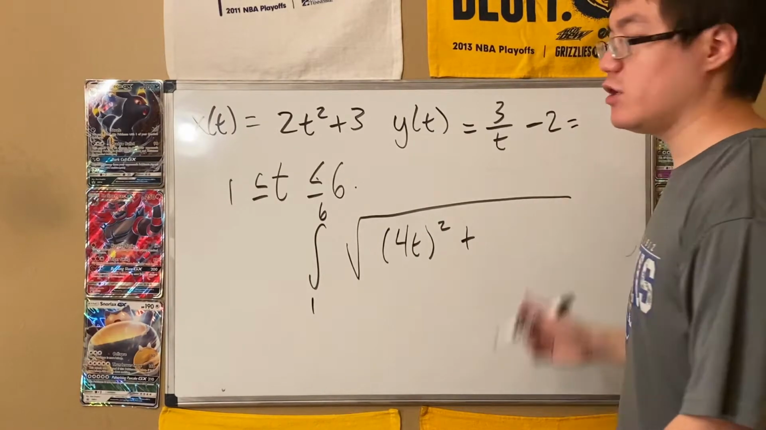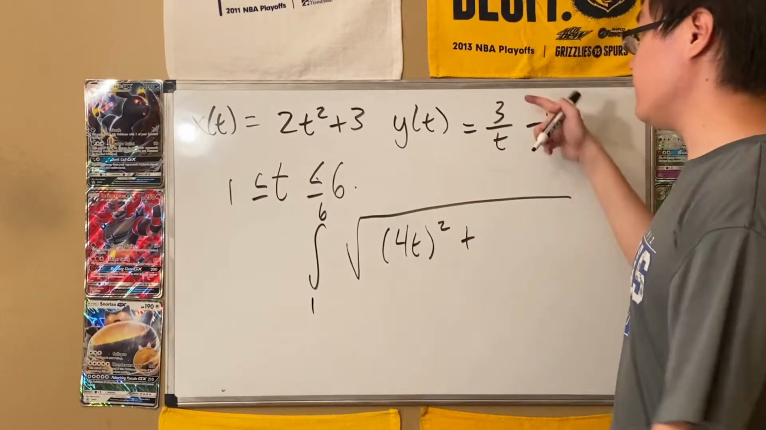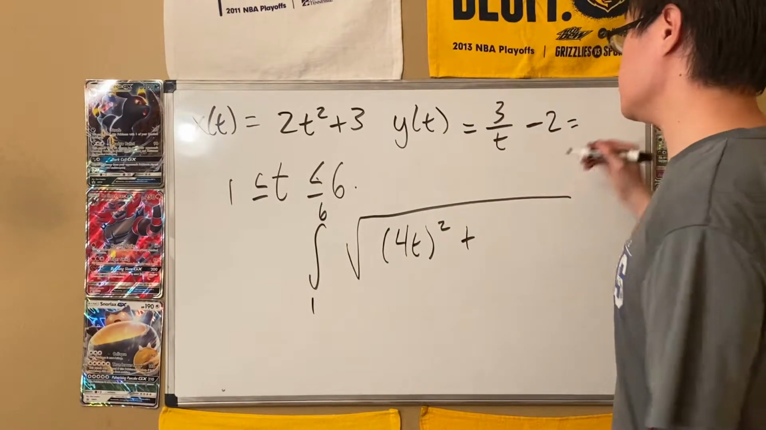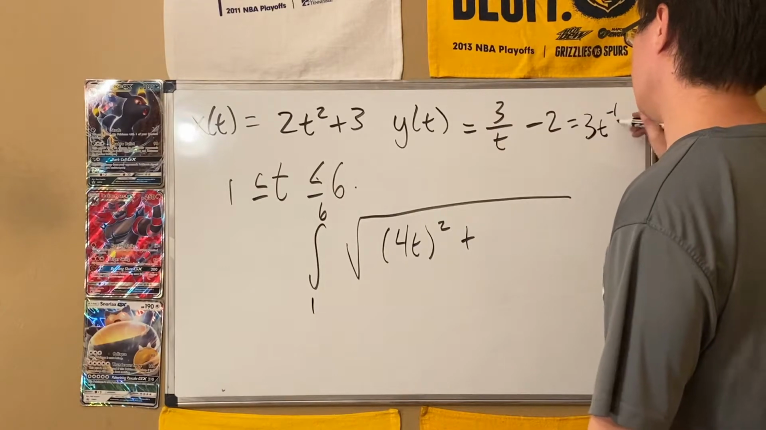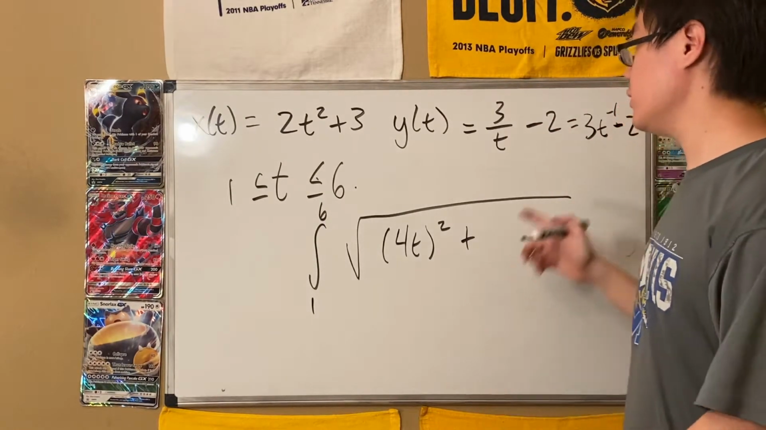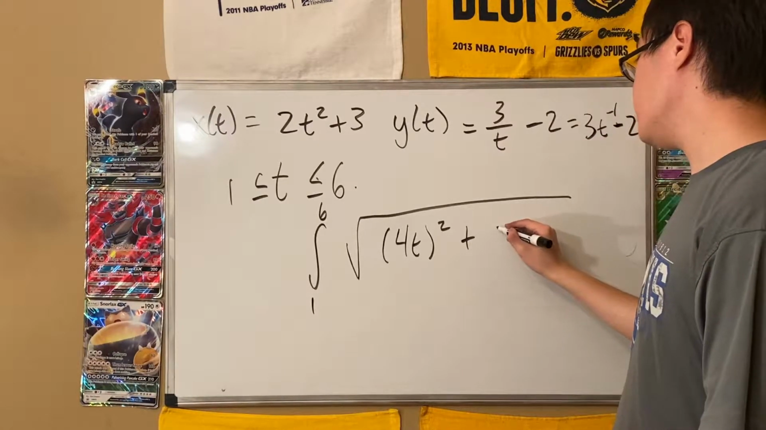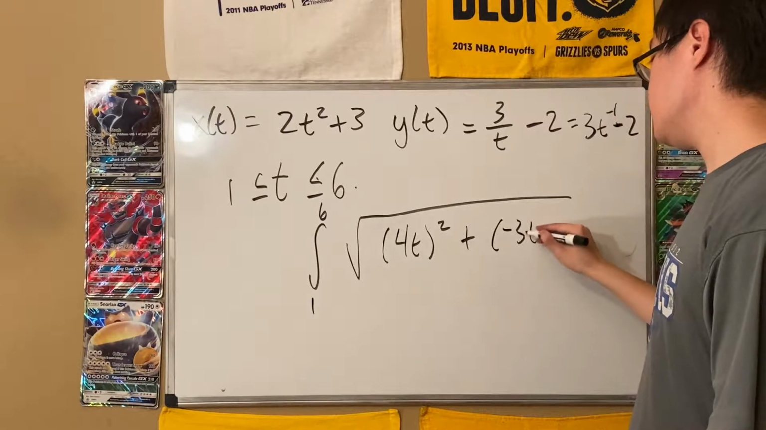Keep in mind that we shouldn't do the quotient rule, even if it's 3 over t. We're going to do the power rule because we're going to write it as a negative exponent. In my opinion, that is easier. The derivative of minus 2 is 0, so that'll be easy to deal with. Again, what's the derivative of 3 times t to the minus 1? Well, that's going to be just negative 3t to the minus 2.